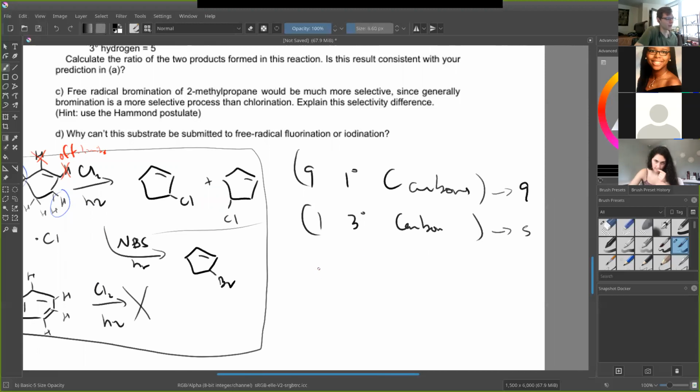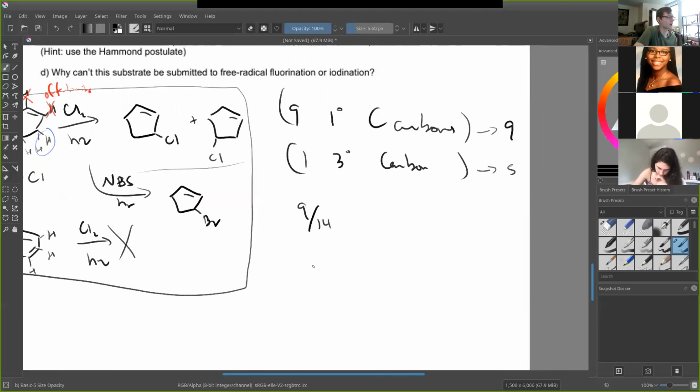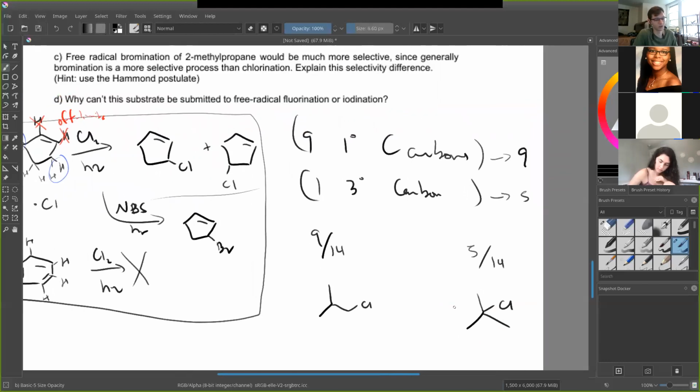So if we have this as a ratio, 9 out of 14 times, out of 9 plus 5, we will get this right here, and then 5 out of those 14 times, we'll get this other one, the one on the tertiary. That's kind of opposite to what we would have expected, because it's better to have it on the tertiary carbon, but there are so many primary hydrogens that it kind of outdoes that. There's just more of it.